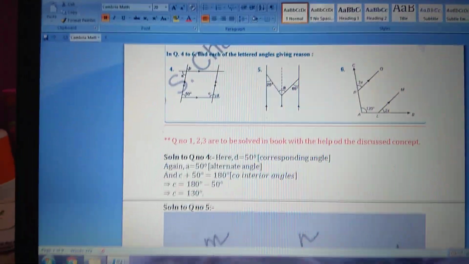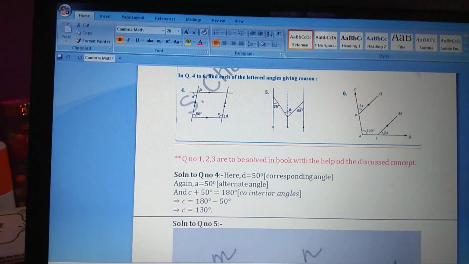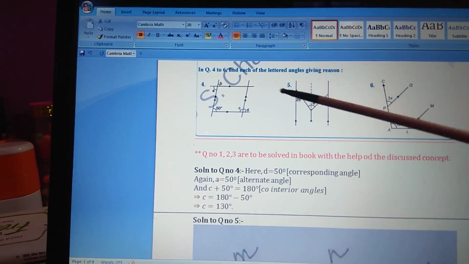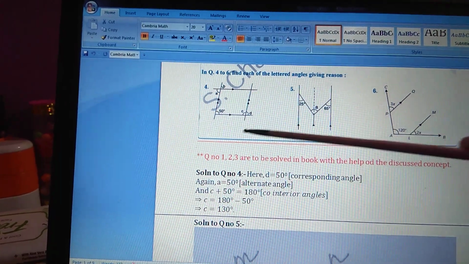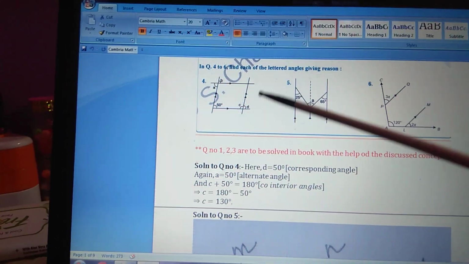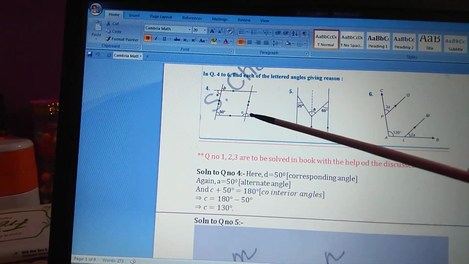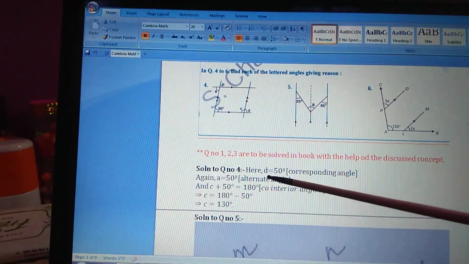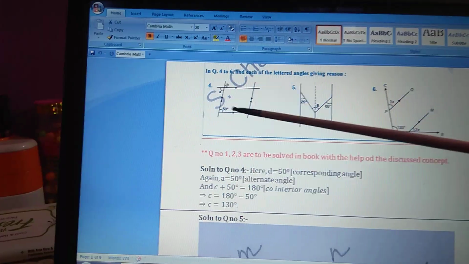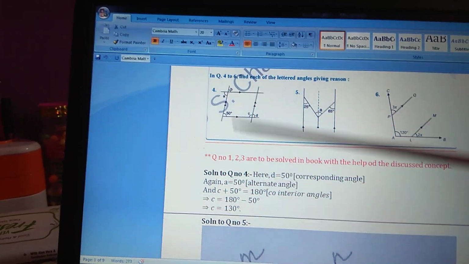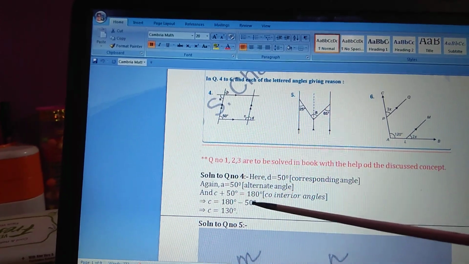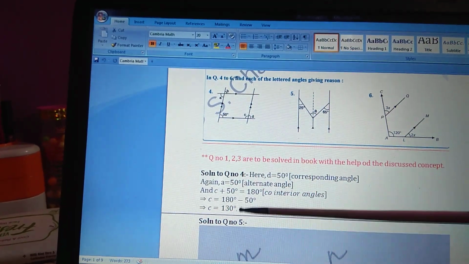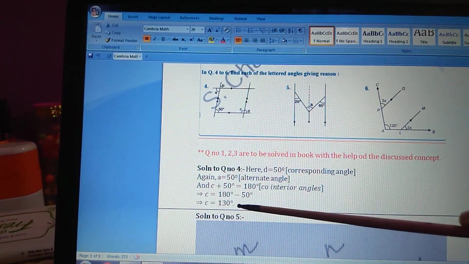So now see question number 4, where it is told: find each of the lettered angles, giving reasons. So you have to find the values of the alphabets in this figure with proper reasons. You can see here D and 50 degree are corresponding angles. So D's value is 50 degree. Again, A and 50 are alternate angles, so A will be 50 degree. Again, C and 50 are co-interior angles, so C's value is 130 degree.